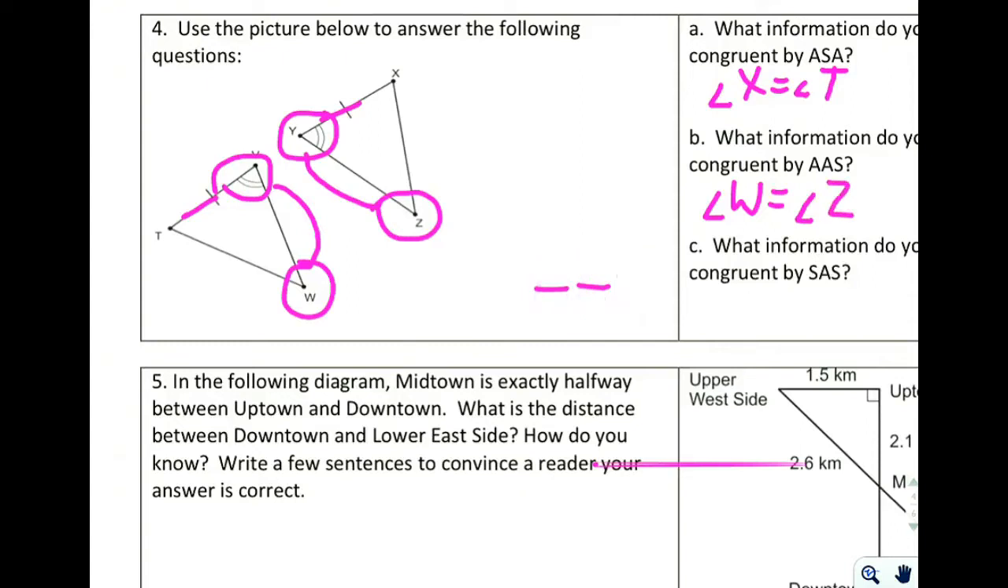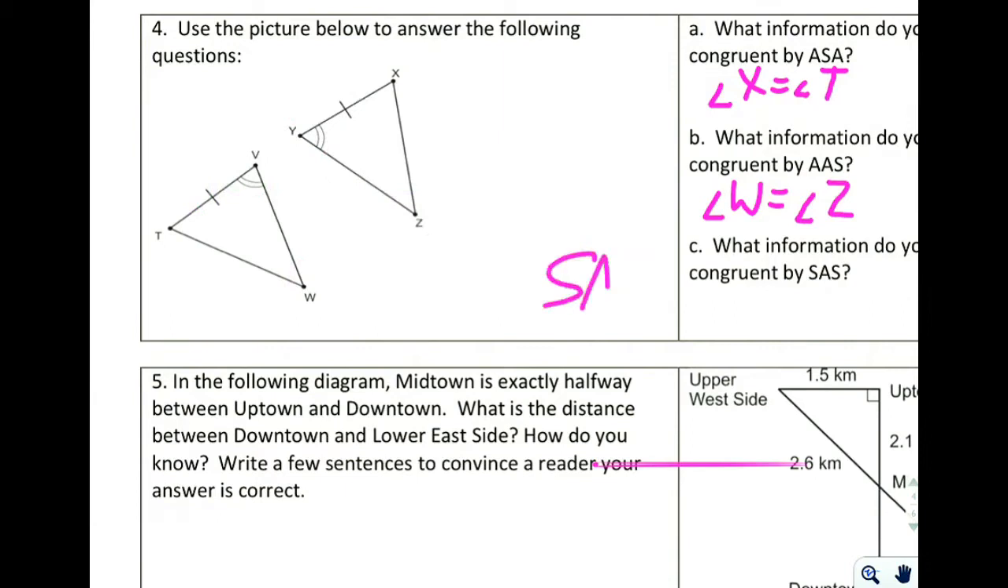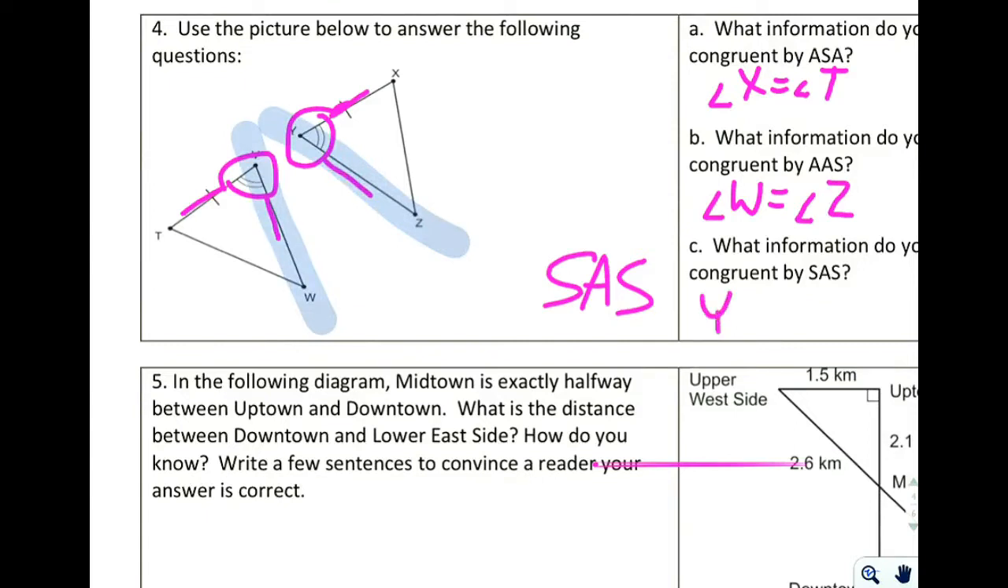And then finally this last one here, we have SAS, side, angle, side. And so to do it by SAS, we need a side, which we have, an angle in the middle, and then a side. A side, an angle in the middle, and then a side. So the sides that we don't have are YZ and VW, and those would need to be equal to each other. So YZ would need to be equal to, or congruent to, VW.